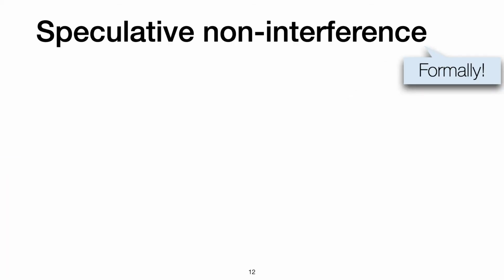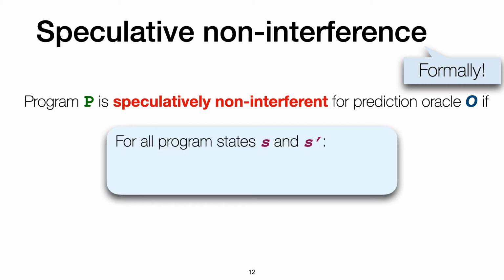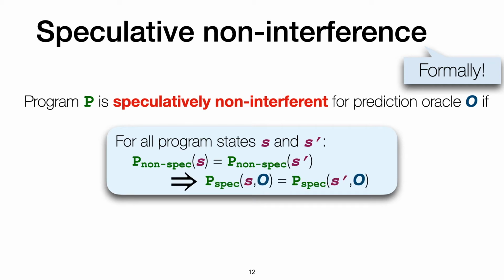We are now ready to formally define speculative non-interference. We say that the program P is speculatively non-interferent for a specific prediction oracle O if, for any two program states S and S prime, whenever executing the program P starting from S and S prime produces the same sequences of observations under the non-speculative semantics, then executing P must produce the same sequences of observations also under the speculative semantics. That is, speculative non-interference ensures that executing P under the speculative semantics does not leak more information than executing P without speculative execution. Observe that speculative non-interference is a non-interference style property where the non-speculative semantics describes what information we are allowed to leak.